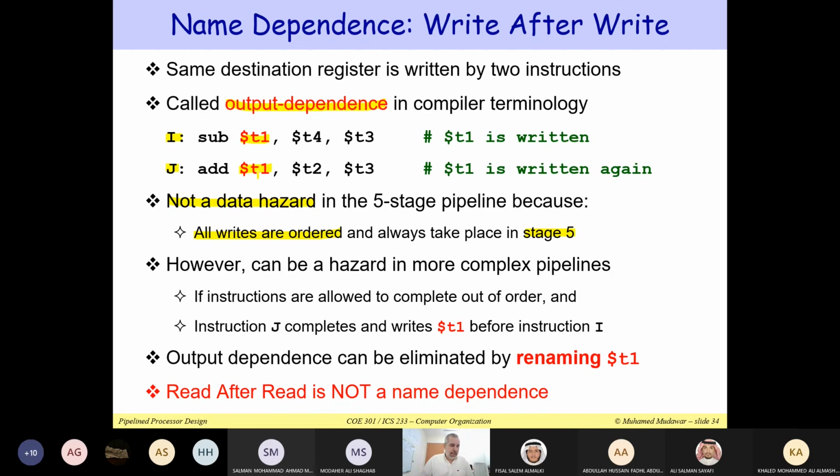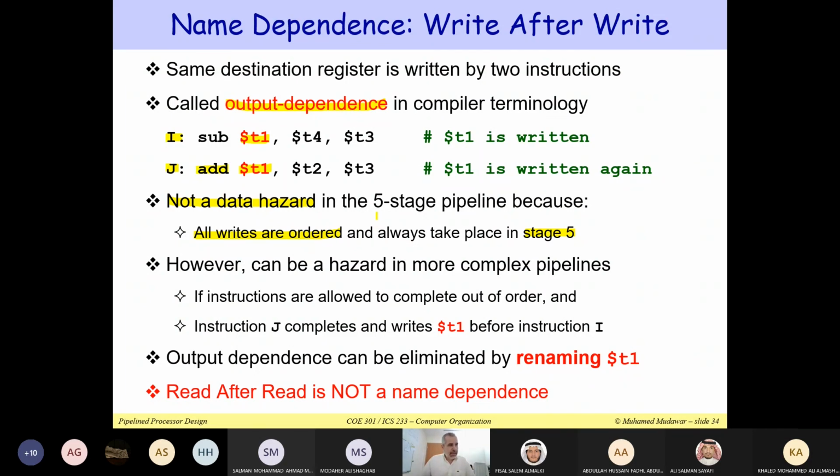Now, can this happen in programming? Yes. Do I and J have to be immediately after each other? No, we might have some instructions in between, fine. But we can guarantee that even if we write something like this, instruction J is going to complete after instruction I, and the final value of T1 will be the value of this add instruction. So for this reason, it's not a data hazard in our simple 5-stage pipeline.